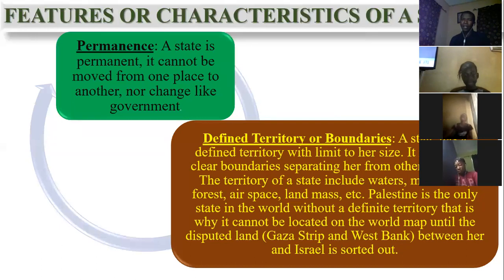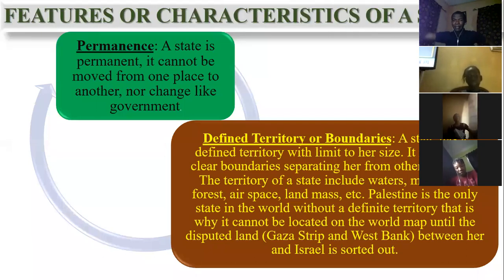I said, having known that a state must have a limit to its size. It must be separated, must have a definite boundary that separates it from others. What is the composition of the territory of a state? This is a UTME question. It's also a WAEC question. Take note. The territory of a state includes the forests, the landmass, the airspace, among others.